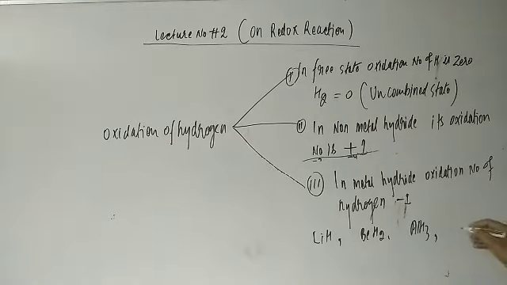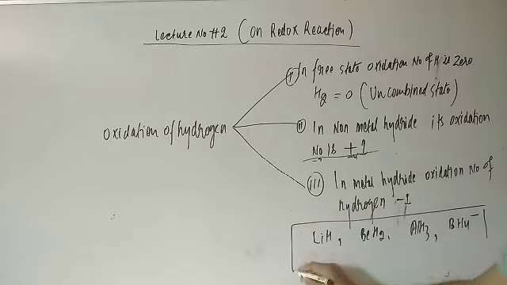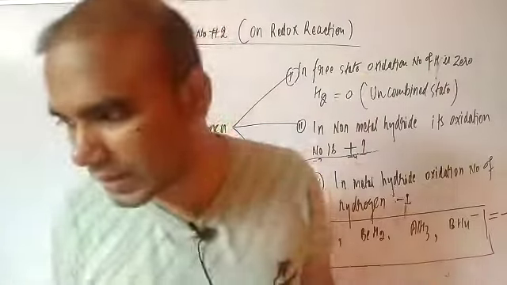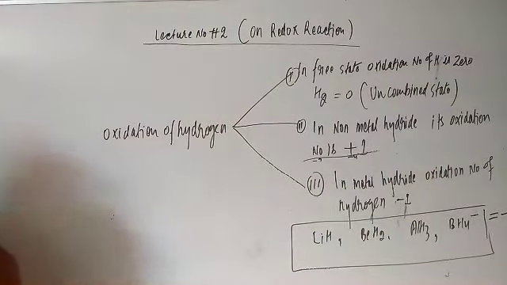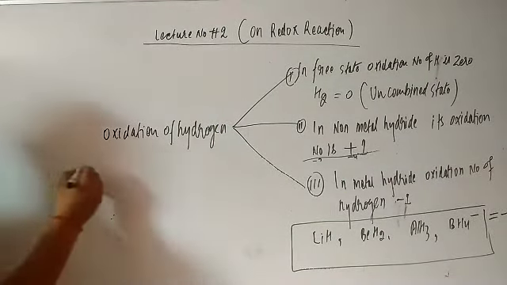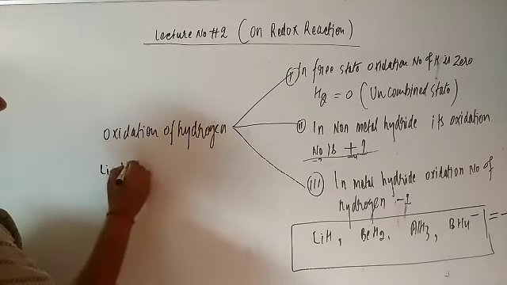BH4 minus is there, students. In all the cases you are watching here, the oxidation number of hydrogen is -1. So let us try to understand what the condition is for this. Let us try to explain LiH.